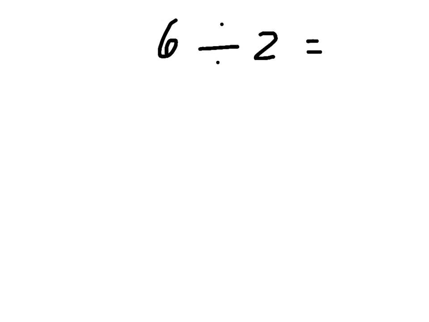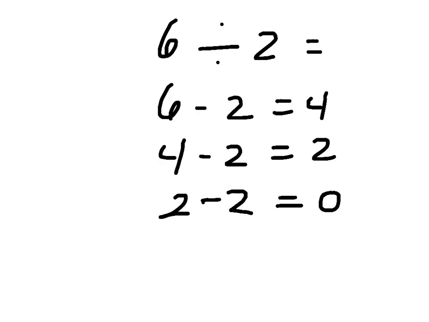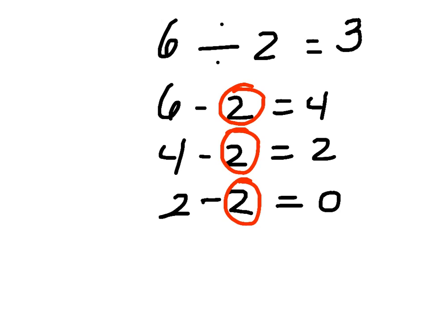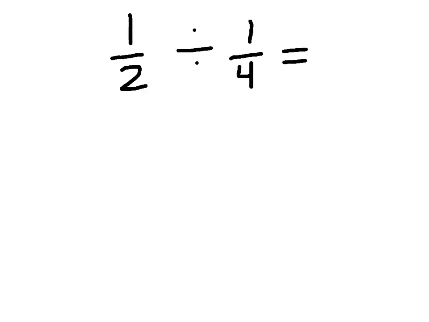For our purposes, though, we want to think about the quotative approach to division, which is asking the question, how many times can I subtract 2 from 6? Well, it's pretty easy to see that I can subtract 3 2's from 6, which means that 6 divided by 2 is 3. So the equation 1/2 divided by 1/4 is actually asking how many quarters can I subtract from a half?